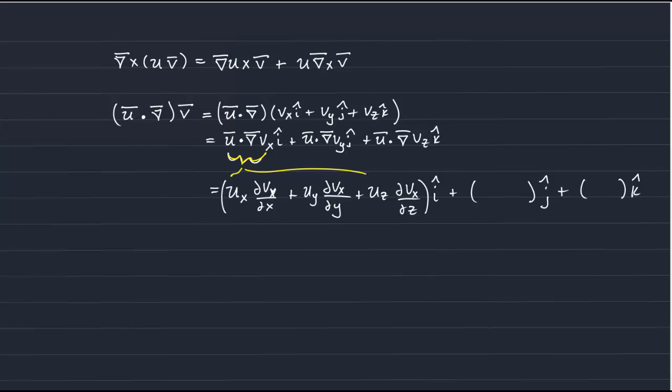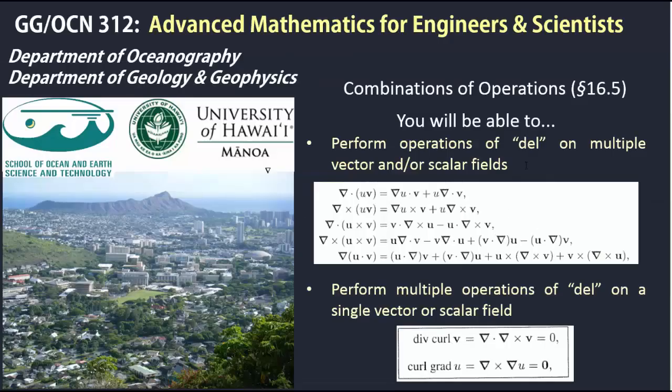Now, that was our first objective, performing operations of del on multiple vector and scalar fields. So let's address our second objective of applying multiple del operations. The first very important operation is del squared, and that is an operation defined by del dotted with del.